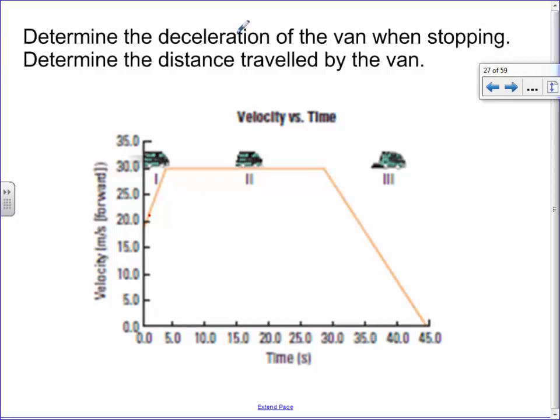1, 2, 3. Okay. How would you calculate an acceleration or a deceleration on a velocity time graph? Nope, not that. Look back at the notes you guys just wrote there, because you wrote it in your books. If you want to calculate an acceleration, what are we looking for?